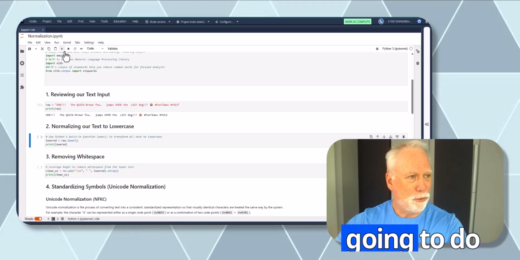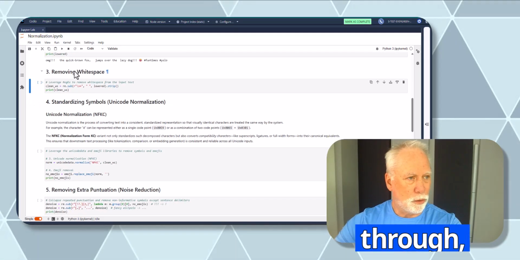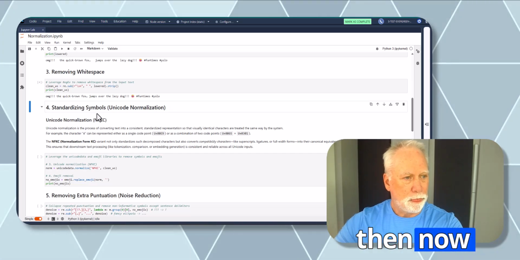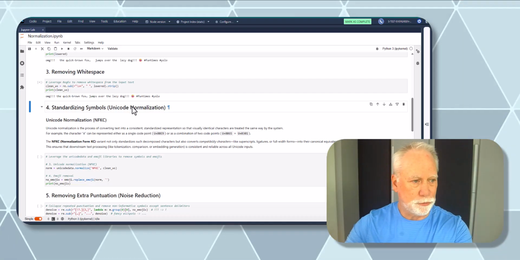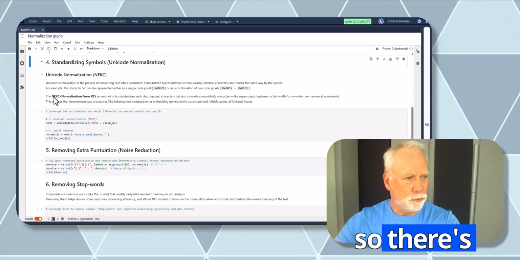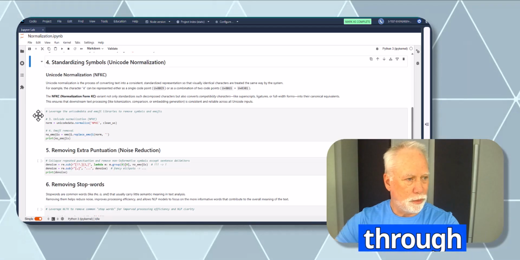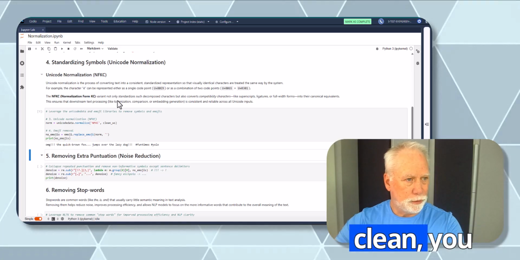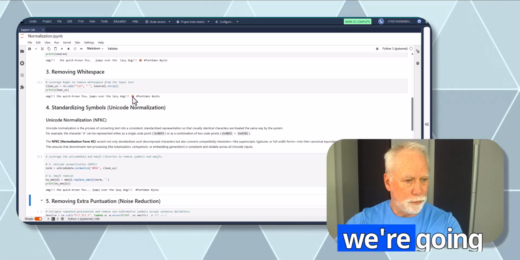All right, so the first thing we're going to do is lowercase. So we lowercase everything, and then we're going to go through and remove white space, starting to clean it up. And then now we're going to look at standardizing, like Unicode normalization, right? Things like smart quotes and things of that nature. There's an NFKC normalization form KC library that'll help us through this. So we're going to run this. You can see as we go through, it's cleaning things out. Fox jumps over the dog, got rid of the emoji, right?